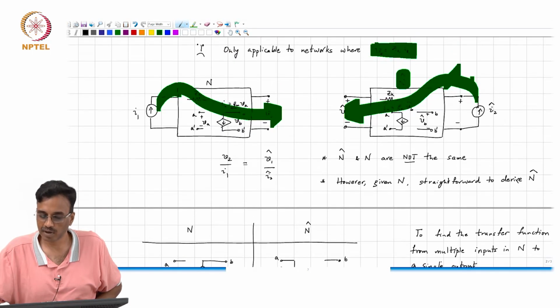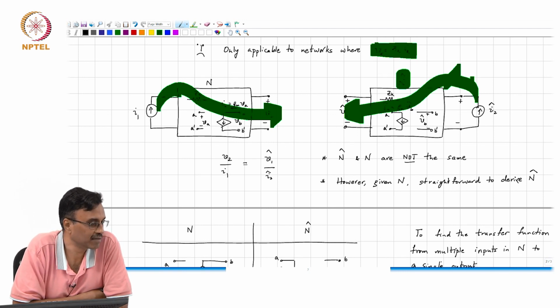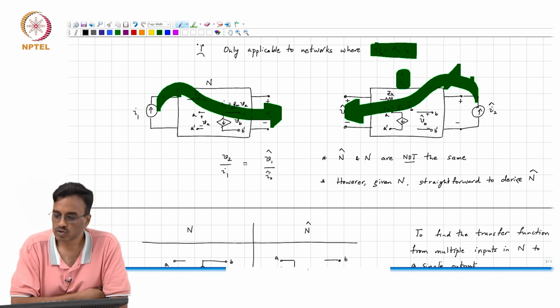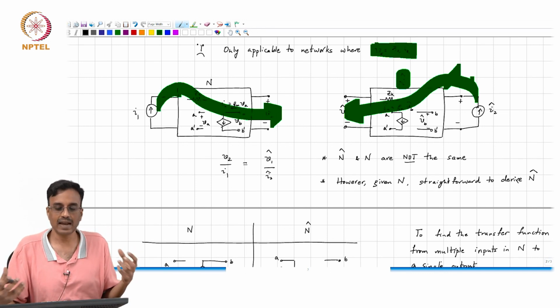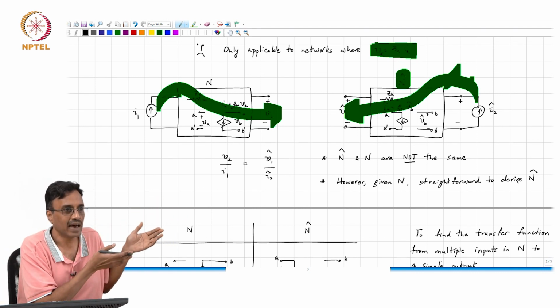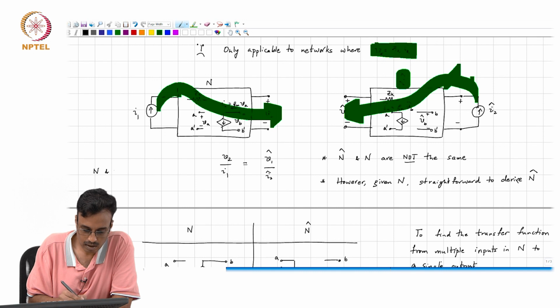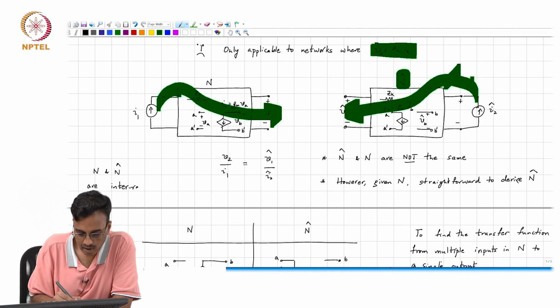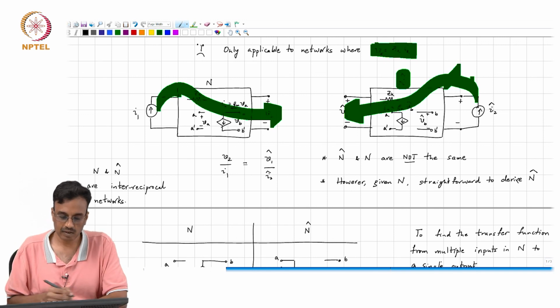So, as he points out, it doesn't make sense to keep calling it N hat. It seems sufficiently nifty and important to have a name. N hat, you can see that the ports in N and N hat are reciprocal, except that N hat is not the same as N, but can be derived from N. So, N and N hat are called inter-reciprocal networks. Okay, and this is called inter-reciprocity.